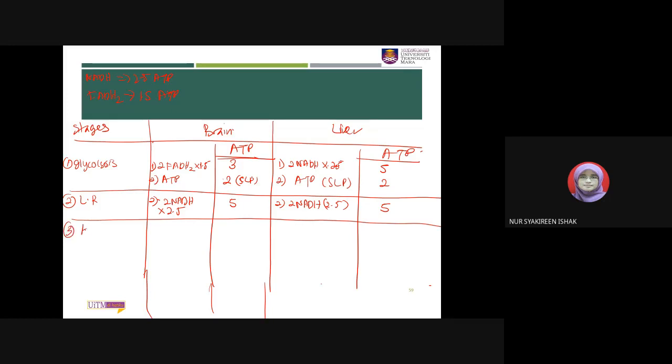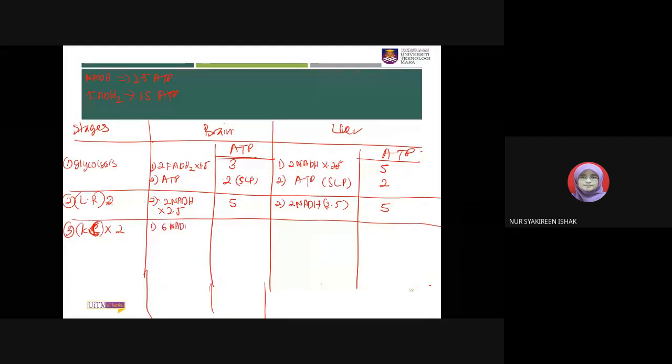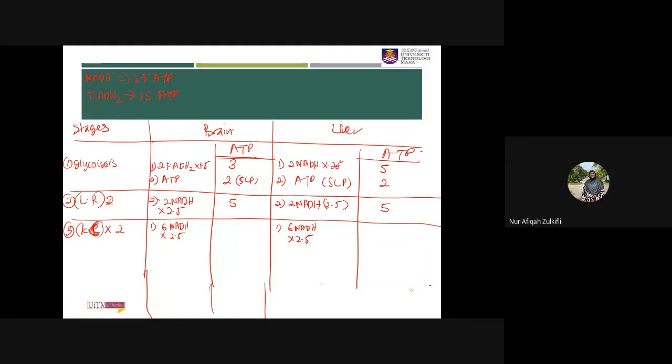Krebs cycle kan? Krebs cycle ni kena berlaku 2 kali. Okay, ini pun berlaku 2 kali juga sebab dua pyruvate yang akan masuk. Ini 2 acetyl-CoA yang akan masuk. 2 kali cycle. So produk dia yang akan terhasil yang pertama adalah 6 molekul of NADH kali dengan 2.5. Ini pun sama. 6 molekul of NADH awak kalikan dengan 2.5. Dapat berapa? 15. Okay. 15 ATP. Ini pun sama juga. 15 ATP.